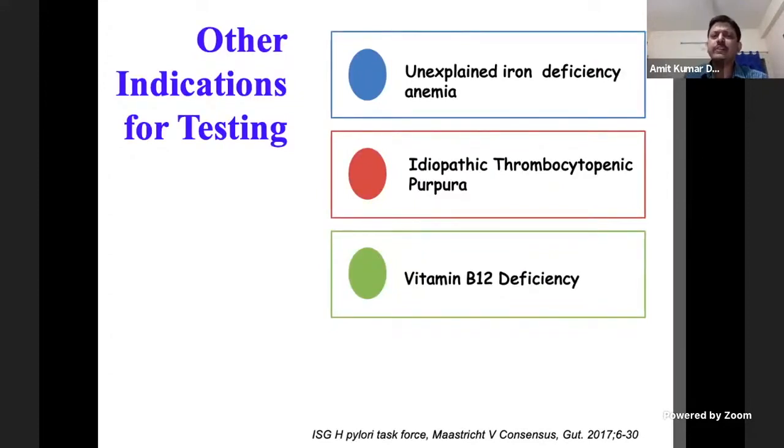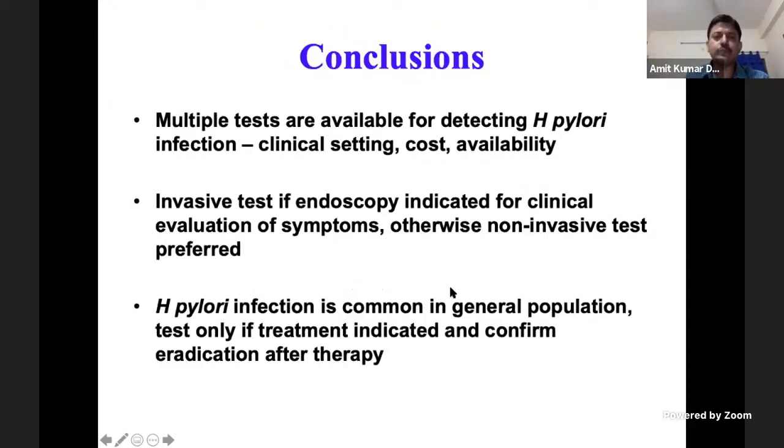Then there are some other indications, but in these indications, the association is not very strong, and H. pylori is not the main causative factor for these conditions. But here again, there is a recommendation to test and treat, which includes unexplained iron deficiency anemia, idiopathic thrombocytopenic purpura, and vitamin B12 deficiency.